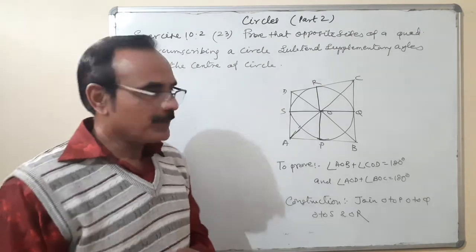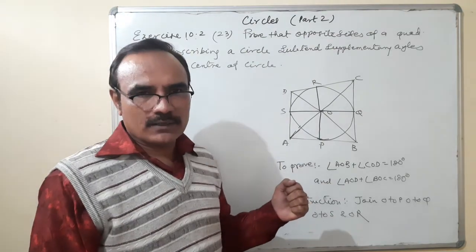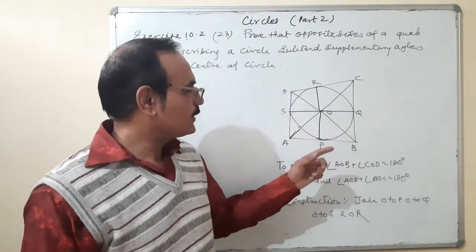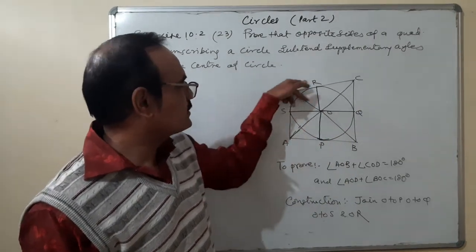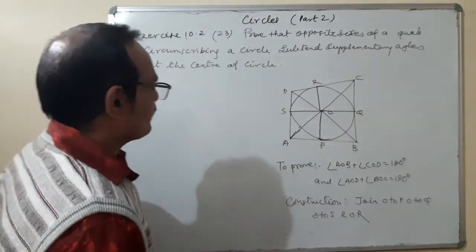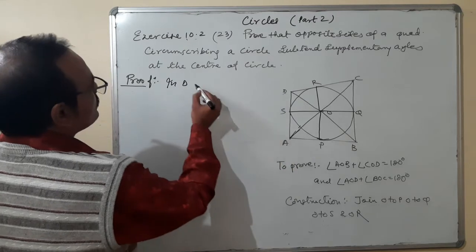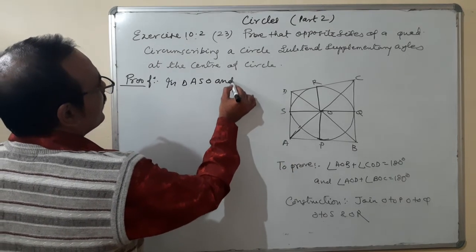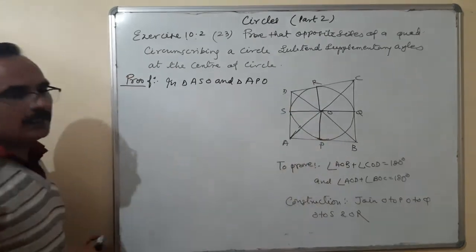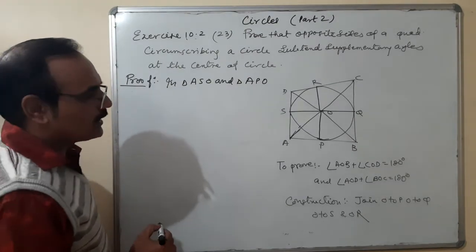Here what should be done? We are taking a pair of triangles, but the pair should be taken from the corner. You remember it, you will not take a pair of triangles from these two triangles. They will not be proved congruent. We have to take any two corner triangles, like these two triangles. In the kite shape you can take any two triangles, they are congruent. So I am selecting triangle ASO and triangle APO, and I am trying to prove that both the triangles are congruent.